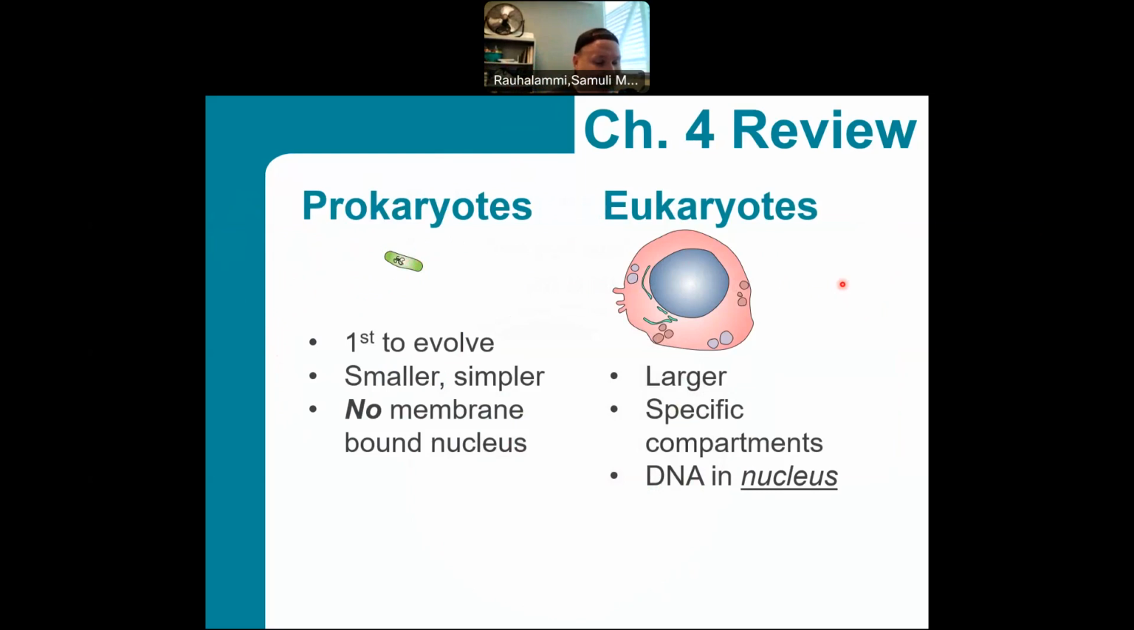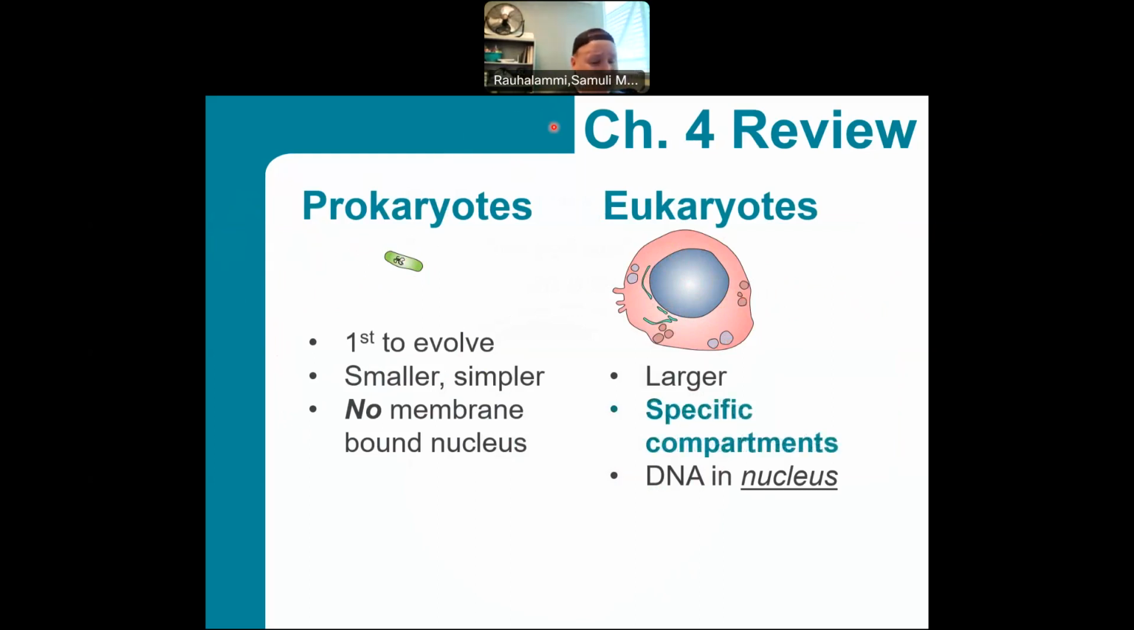Eukaryotic cells instead are much larger physically, and they are much more complex because we start to see membrane-enclosed specific compartments within these eukaryotic cells. So for example, DNA is enclosed within the nucleus. There's a membrane within the cell itself within which the DNA is housed. Same goes for all other cell organelles that we'll see as well.